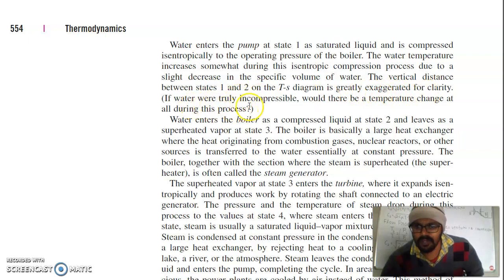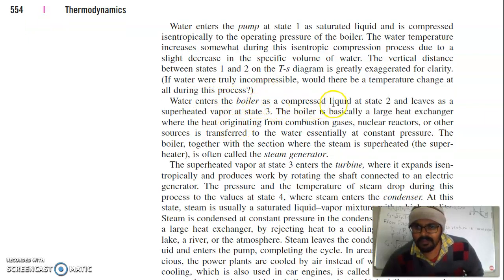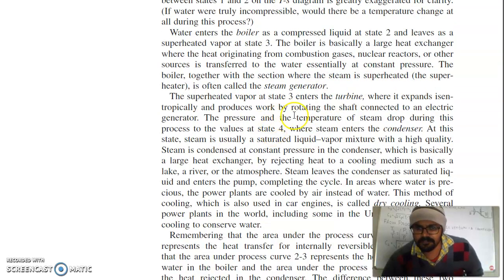If water were truly incompressible, would there be a temperature change at all during the process? Water enters the boiler as a compressed liquid at state 2 and leaves as a superheated vapor at state 3. The boiler is basically a large heat exchanger where the heat originating from combustion gases, a nuclear reactor or other sources is transferred to the water essentially at constant pressure. The boiler together with the section where the steam is superheated is often called the steam generator.